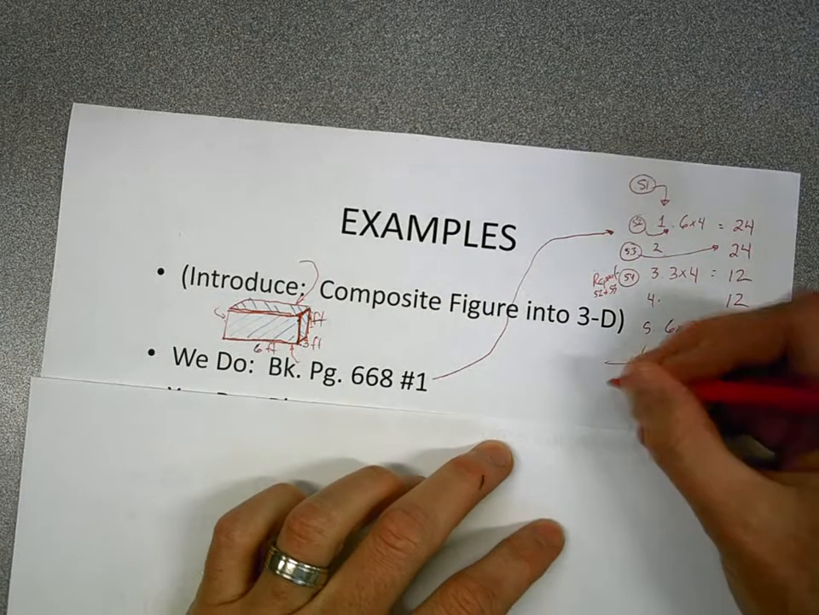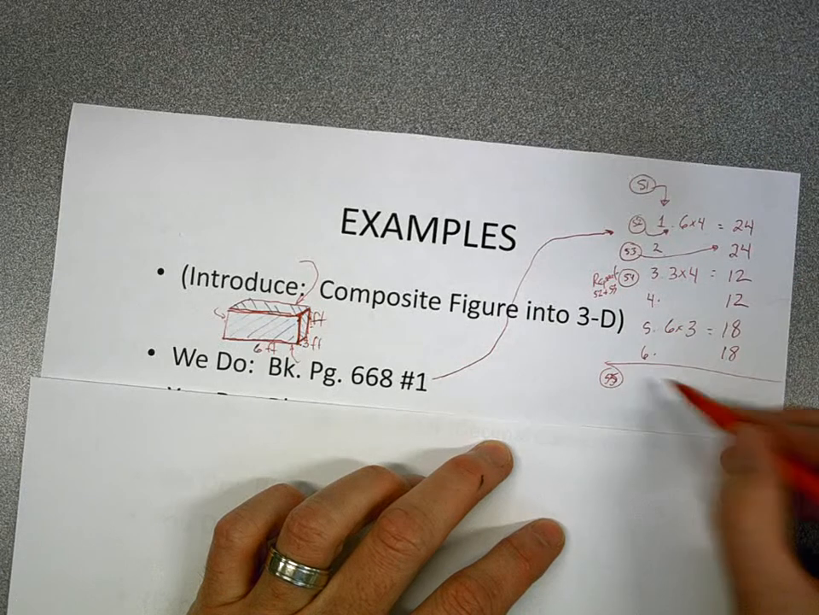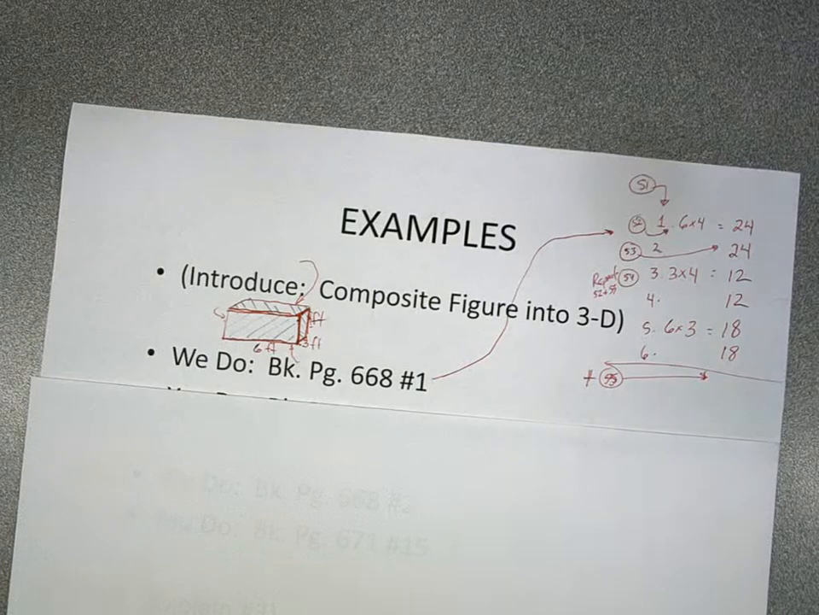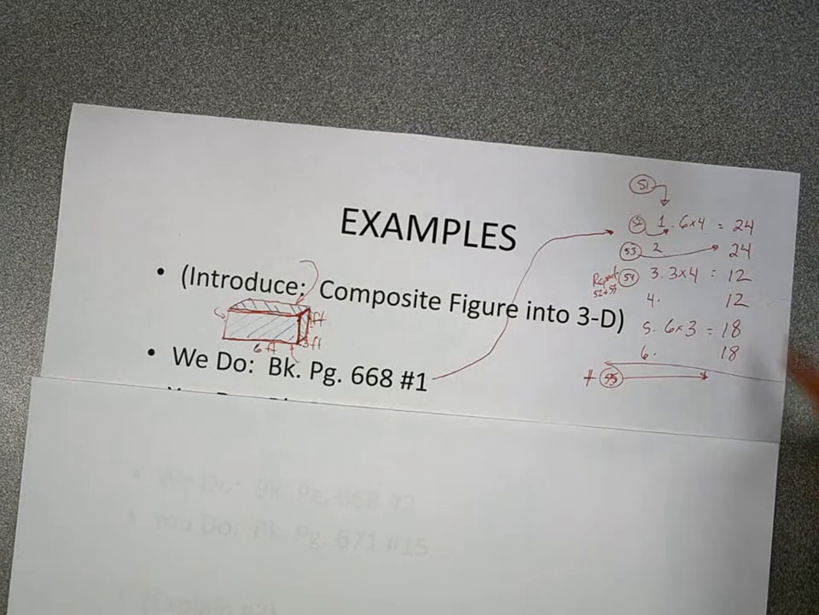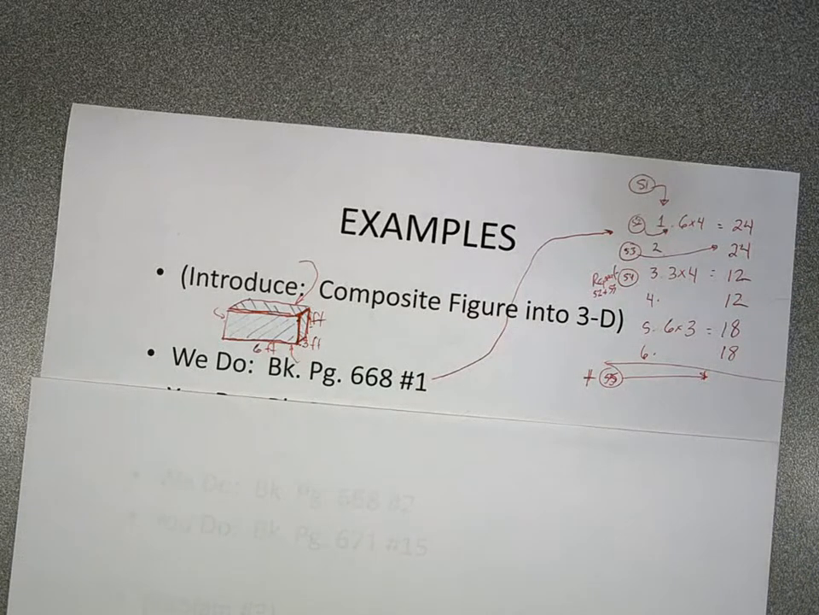Now comes step 5. And that is, it's a composite figure basically folded up in a 3D shape, right? So all I'm going to do is add the sides. You can either add in pairs: 12 and 18 is 30, 12 and 18 is 30, 24 and 24 is 48. So 48 plus 30 and 30 is 108. Okay, you can get it that way.